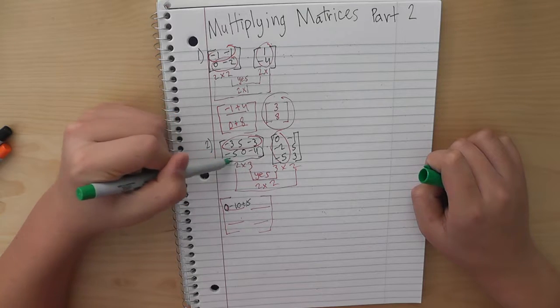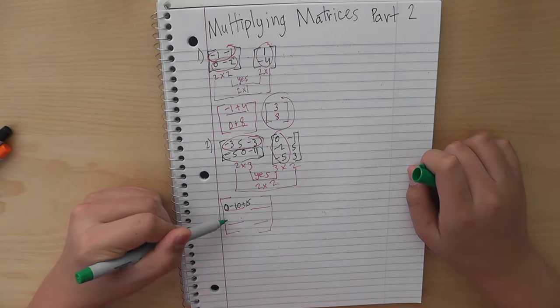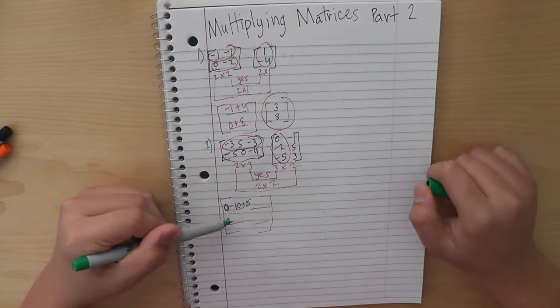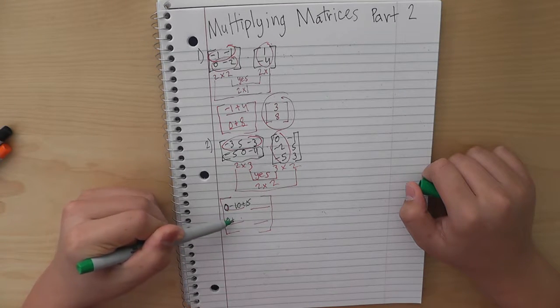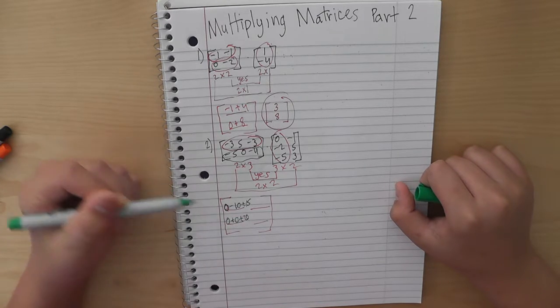Let's take the second row by the first column to get this spot. -5 times 0 is 0. 0 times -2 is 0. And then -4 times -5 is +20.